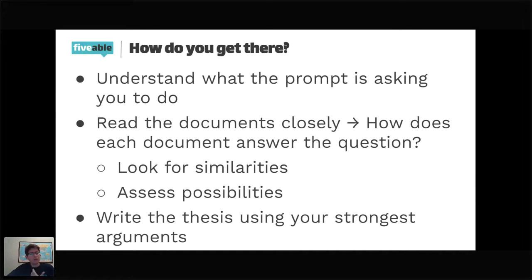So look for those similarities, look for differences, assess the possibilities of what you could write about. You might have 5, 6 different arguments you feel like you could make to include all the documents. Choose the strongest arguments you have and use that to write your thesis. And that's where you get to the written portion.